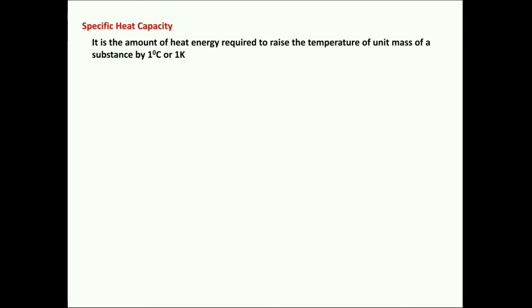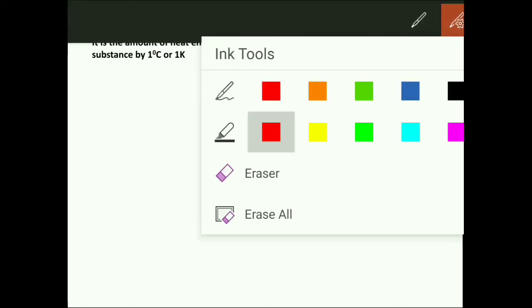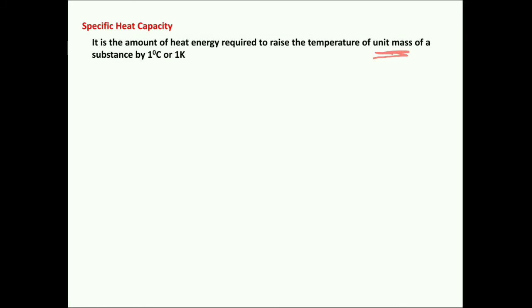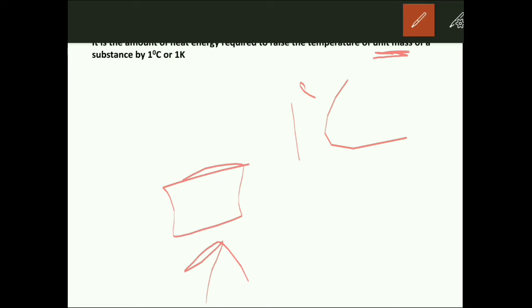So let us first see the definition. It is the amount of heat energy required to raise the temperature of unit mass of a substance by 1 degree Celsius. Now how much is the mass? Unit mass. Unit mass means one mass. It can be 1 gram, it can be 1 kg, like that. So suppose I have a substance with mass 1 kg. The amount of heat energy required to raise its temperature by 1 degree Celsius is called the specific heat capacity of that substance.